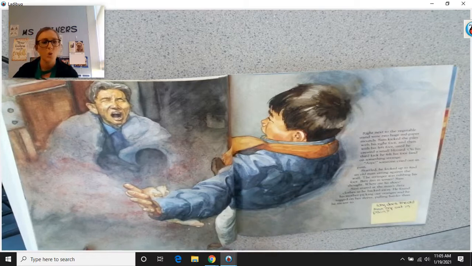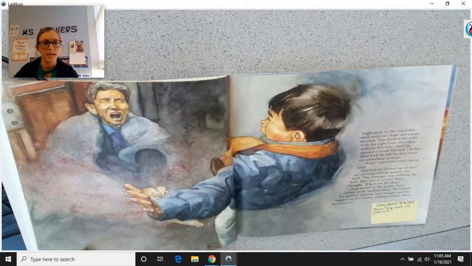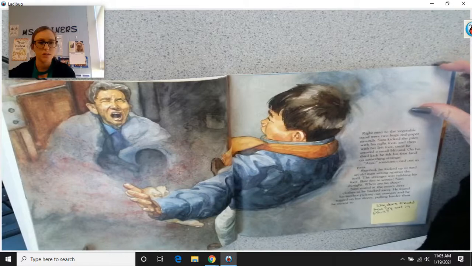So let's look at our question. Why do you think this old man cries out in pain? Why is he screaming in pain?